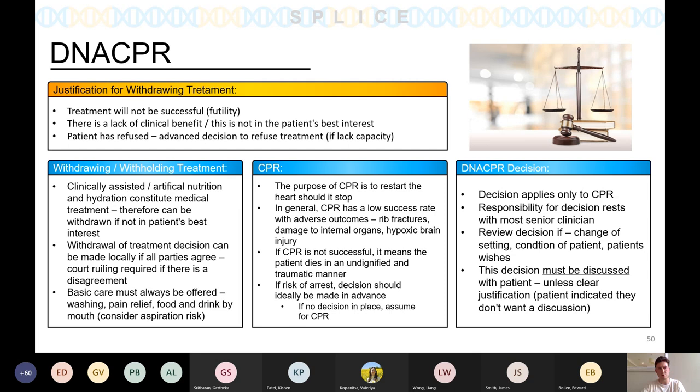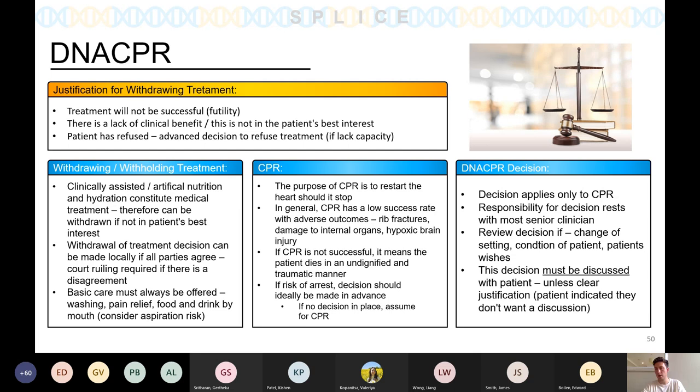Firstly, I think it's quite good to understand the whole withholding and withdrawing treatment situation. This box at the top is showing your justifications for withdrawing treatment, and it's essentially based on this idea of futility and that this treatment will provide no medical benefit to the patient. The other thing to note here is that artificial nutrition and hydration do count as medical treatments, so therefore can be withdrawn if it's deemed that they're not in the patient's best interest.